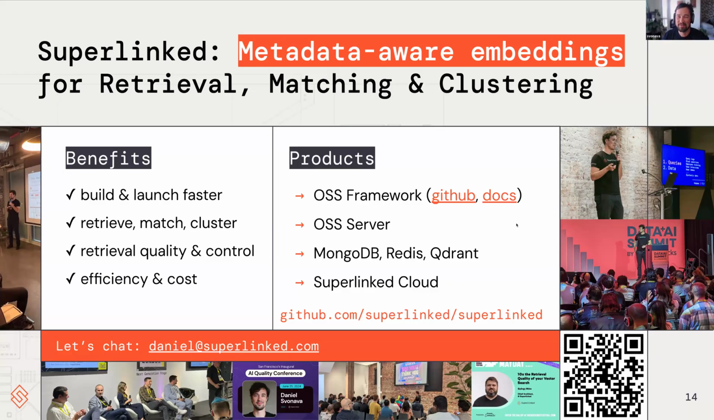Cool. Let's jump into some of the upvoted questions. The most upvoted question was, can you walk through the same hotel query example and tell us what Superlinked will do to help you service that query?